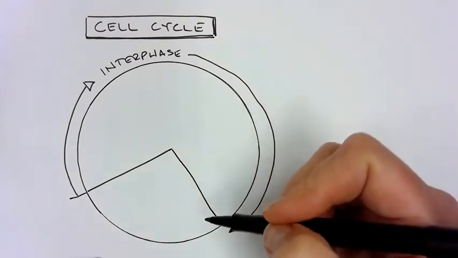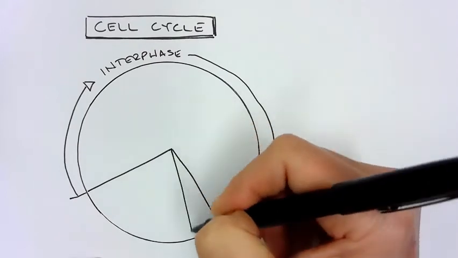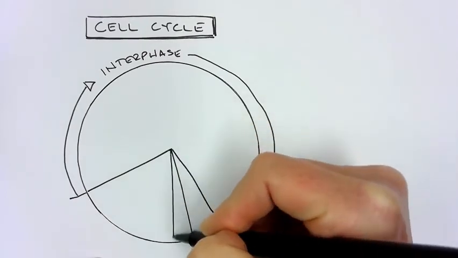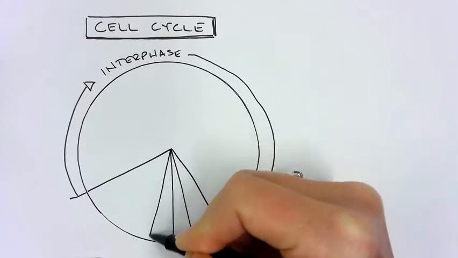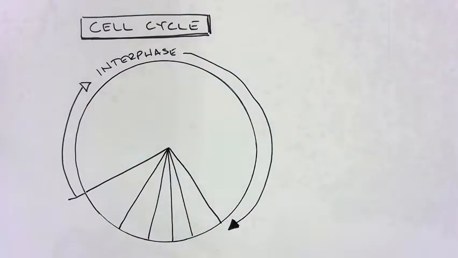The second phase is divided up into four parts. One, two, three, four. This part is called mitosis.